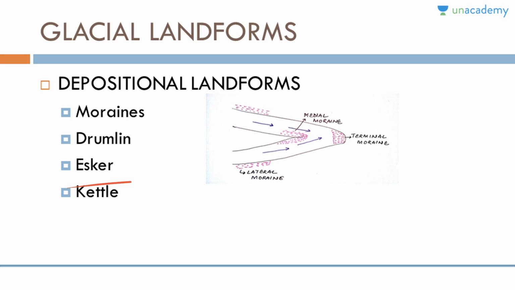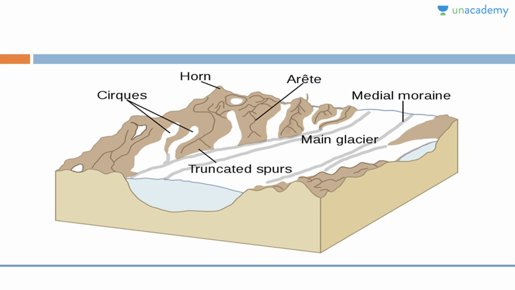Eskers are long, very narrow ridges, often in meander form, composed of stratified sediment, and mark the former location of a glacial tunnel. Another depositional landform of glaciers is the kettle. These are big depressions made by glaciers mainly near the snow line. The particles, which are made up of hard rocks and are not eroded, make dune-like structures which are called hummocks. So that's all in this lesson, and here you may see the glacial landforms. We have the cirques, horn, arete, medial moraine, main glacier and truncated spurs.